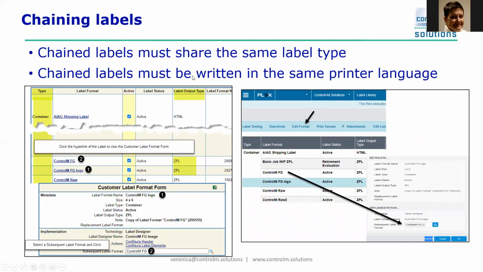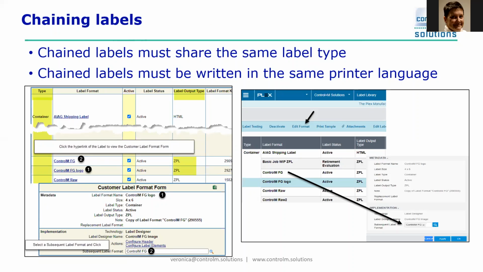Chaining labels is done in the label library. Now, chaining labels is if you want to print two labels at the same time, two different labels, let's say. The labels have to be the same label type. In other words, both have to be container labels or master labels, no mixing types. Also, no mixing output types, which is another way to say printer languages. An example would be no printing an HTML label with a ZPL label.